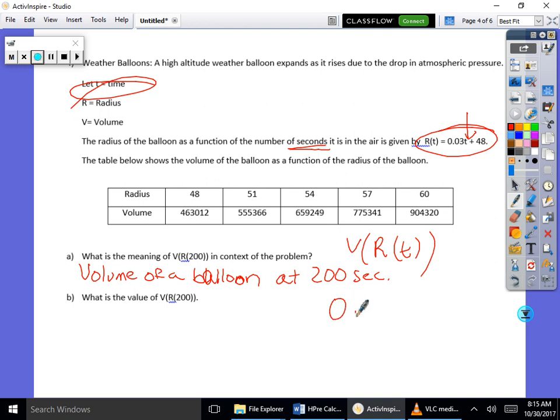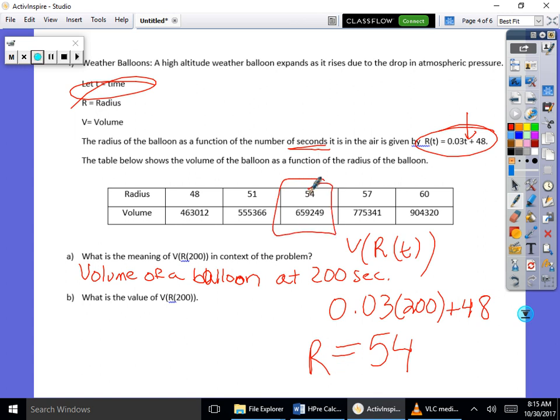Okay? I see time in a formula, so I'm going to start with the formula first. So I'm going to do 0.03 times 200 plus 48, which gives me 54. 54 is now my what? It is a radius, okay? Where do I see information about radii? In the table. Oh, right here it's 54. The volume is 659,249. Whole problem is now done. Cool? Yep, I went to the table.